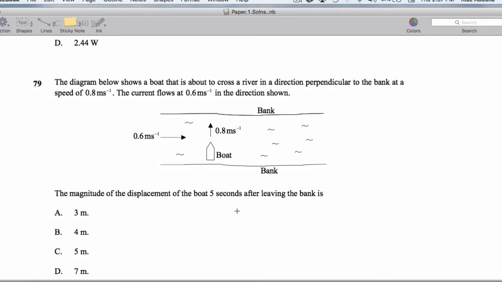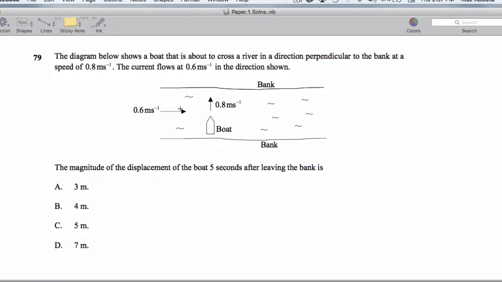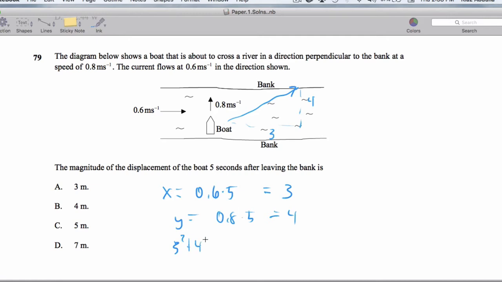Now here, we have one current going this way and another current going this way, and we want to know what the displacement is after 5 seconds. So let's get it for each direction. In the x direction, that's going to be 0.6 times 5, which is 3. In the y direction, that's going to be 0.8 times 5, which is 4. So the displacement is I go from here and I go this way, so I wind up here. This is 4, this is 3. So the displacement is going to be 3 squared plus 4 squared under a square root, like Pythagoras' theorem, or distance formula. And I'm getting 5 meters, which is C.